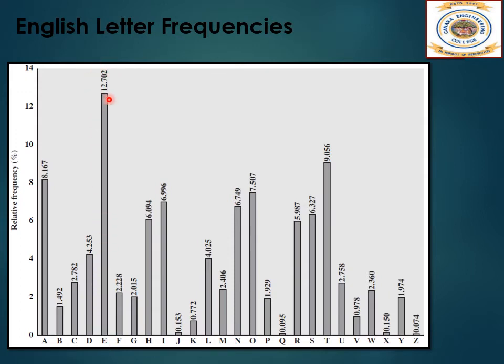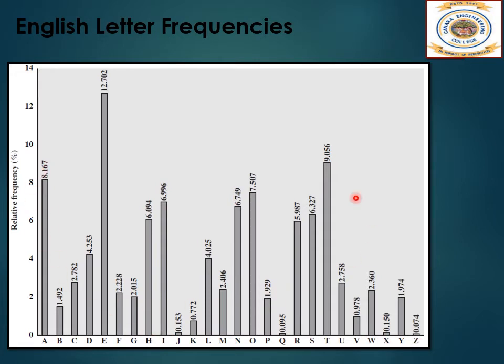See the frequency of usage is 12.0, the relative frequency there we are. Next highest used is say T. T is used around 9.056. Next is A. A is used 8.167. Then after that is I. I is 6.996. And here O is also there 7.50. Then N is there. See rarely used are this J, then Q, then X and Z. These are the rarely used.